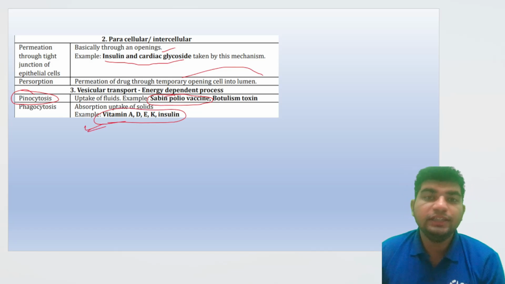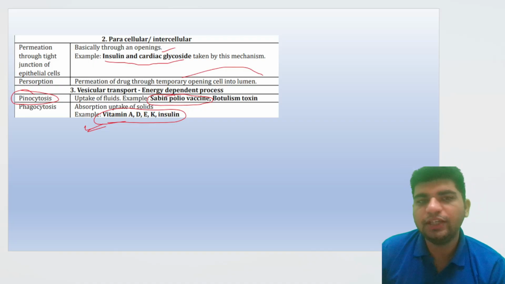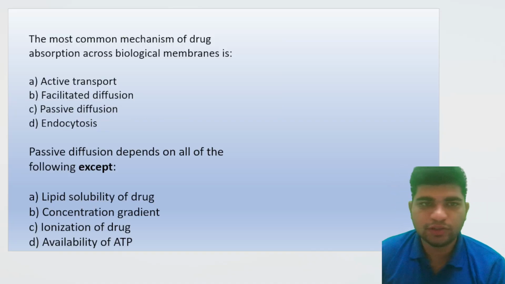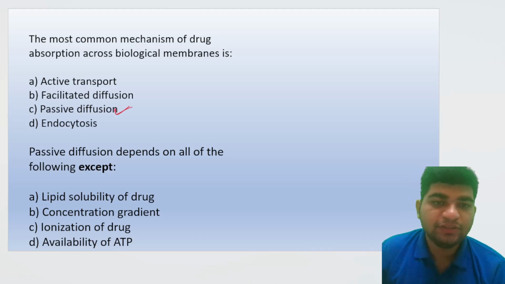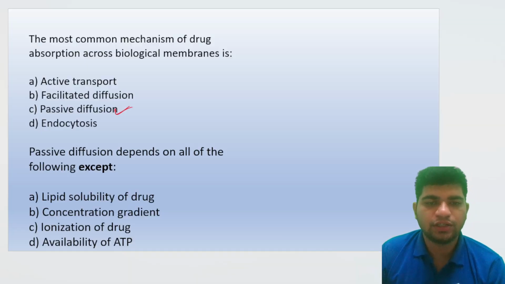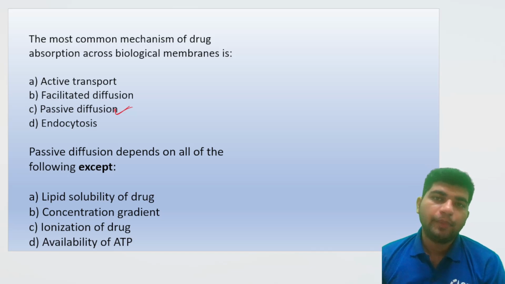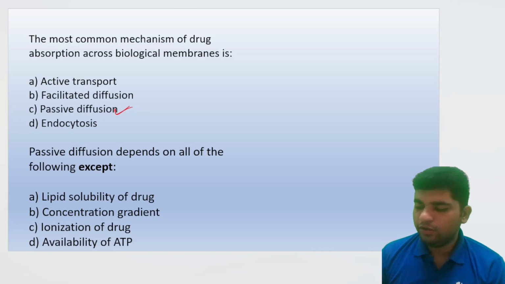Okay, so this is all about the theoretical part, and let's move on to the MCQ part. The first question: the most common mechanism of drug absorption across biological membrane is either active transport, facilitated diffusion, passive diffusion, or endocytosis. The answer would be passive diffusion. Passive diffusion depends on all of the following except lipid solubility of drug, concentration gradient, ionization of drug, or the availability of ATP. Passive diffusion is a passive transport, so it does not require any kind of ATP.